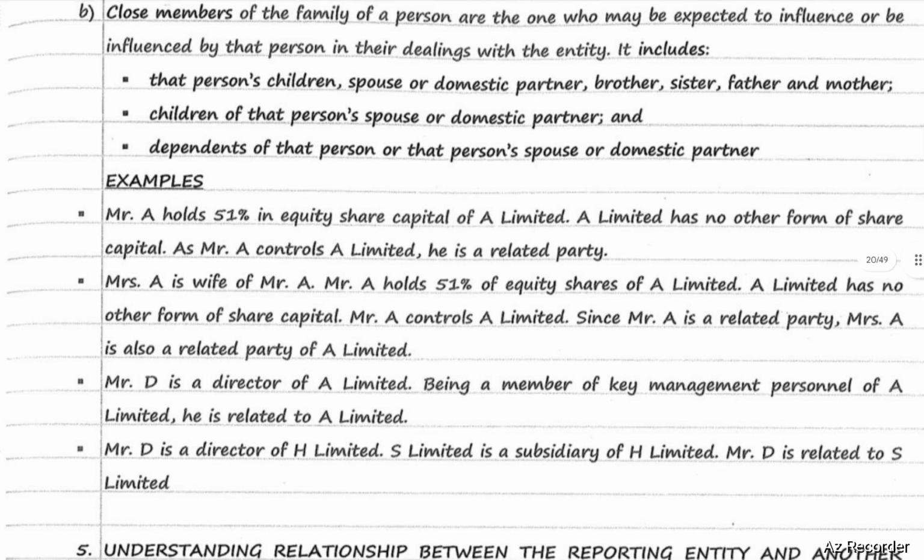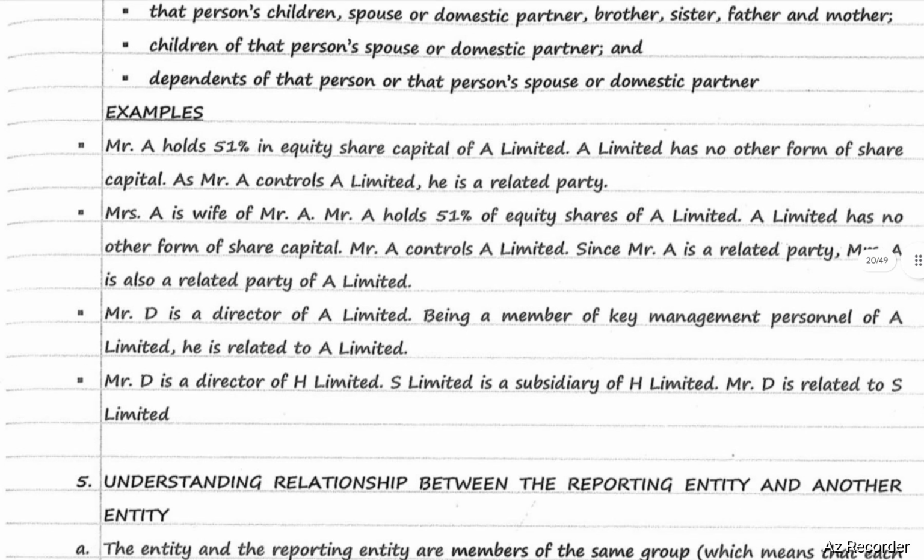Example, Mr. A holds 51% in equity share capital of A Limited. A Limited has no other form of share capital. Here, Mr. A controls A Limited. He is a related party. Mrs. A is the wife of Mr. A. Mr. A holds 51% of the equity shares of A Limited. A Limited has no other form of share capital. Mr. A controls A Limited. Since Mr. A is a related party, Mrs. A is also a related party of A Limited.